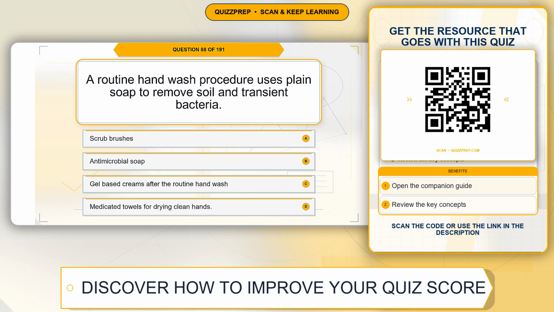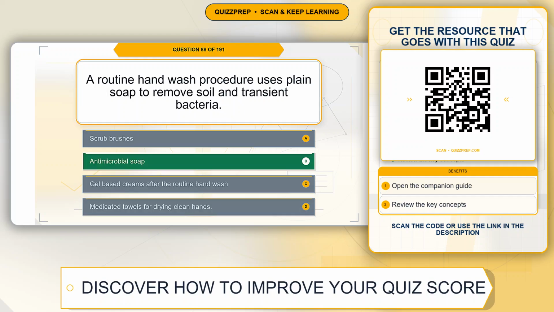A routine hand wash procedure uses plain soap to remove soil and transient bacteria. Option A, scrub brushes. Option B, antimicrobial soap. Option C, gel-based creams after the routine hand wash. Option D, medicated towels for drying clean hands. The correct answer is option B, antimicrobial soap.